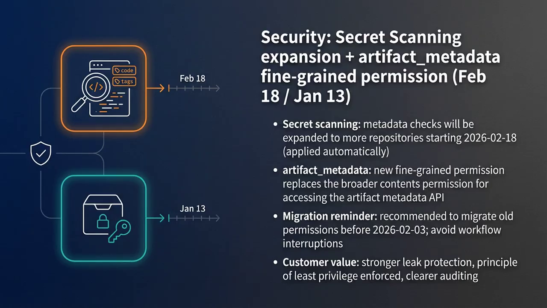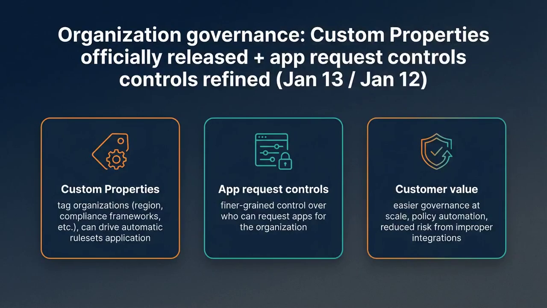Next, I will cover organization governance updates. Organization governance saw two important changes in mid-January. Custom properties is now generally available to tag organizations by region, compliance framework, and other attributes. Those tags can drive automatic rules and policies. App request controls are more fine-grained, limiting who can request organization apps. I suggest governance teams define initial tags and rules and run a pilot for high-risk teams.